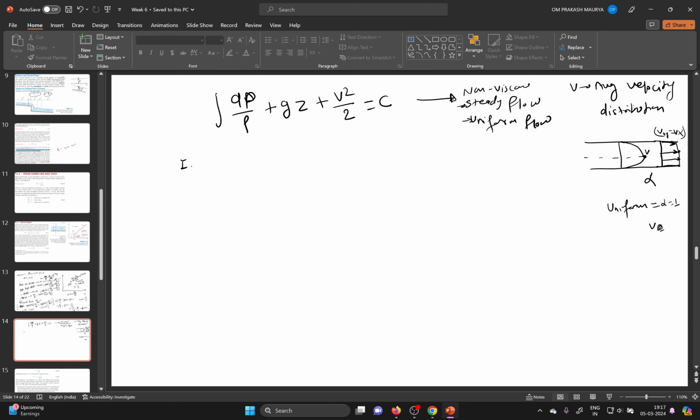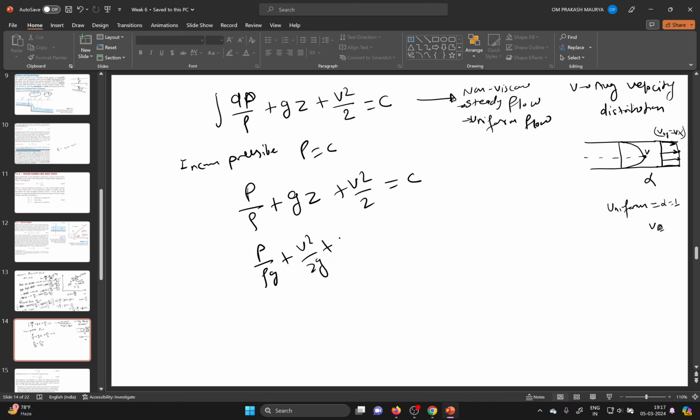If flow is incompressible, your rho will be constant. So if you integrate, that is p by rho plus gz plus V square by 2, again a constant. If you divide by g, so p by rho g plus z plus V square by 2g equals again a constant, because g is always constant, 9.81 meter per second square. So this is Bernoulli's equation, for which we have assumed four things: non-viscous, steady flow, uniform flow, and incompressible flow. So these are four assumptions.